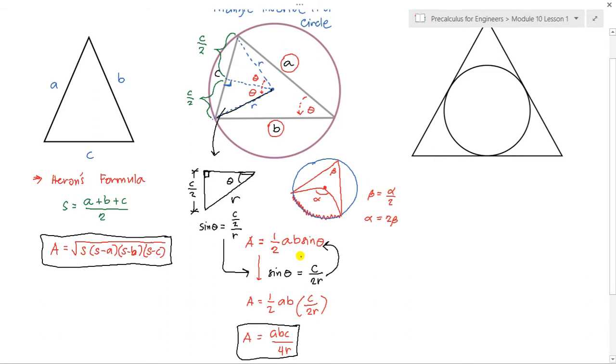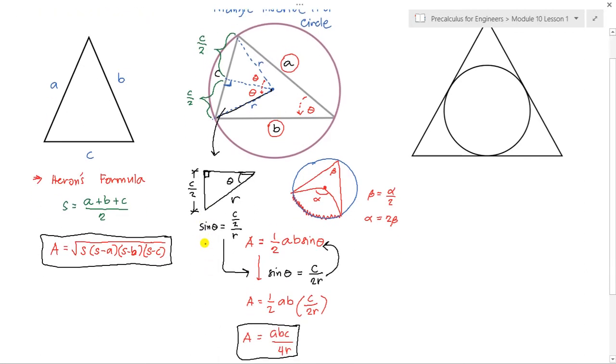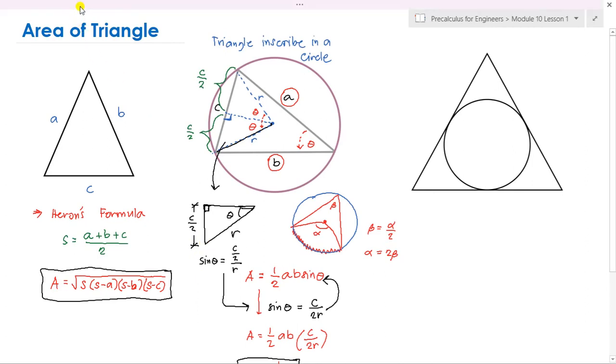Nakasunod ra? Naipangutana ni? Nakasunod ra class? Okay, so I hope nakasunod ra.